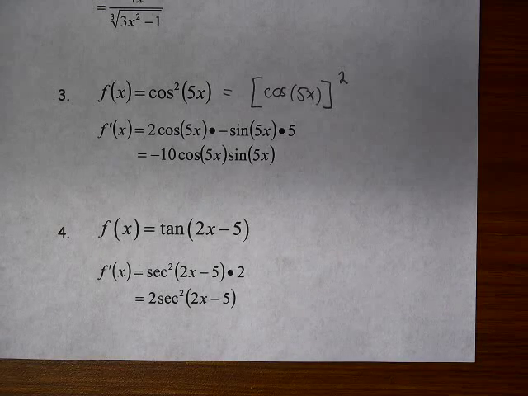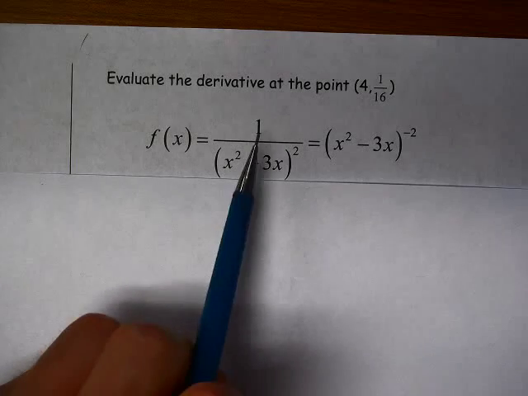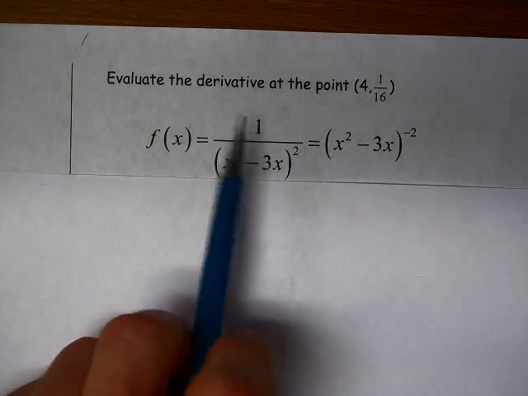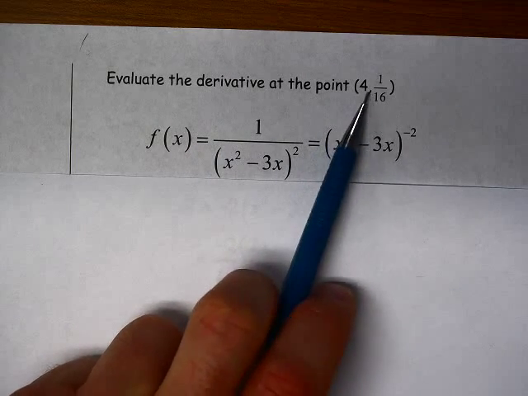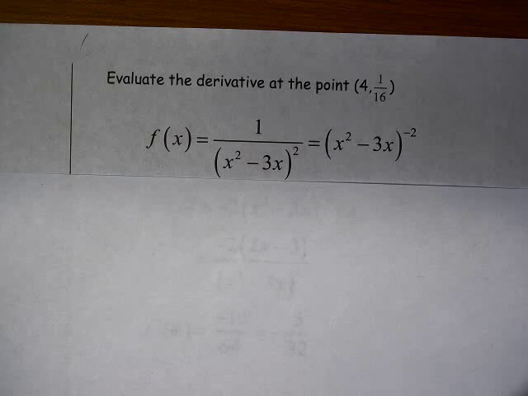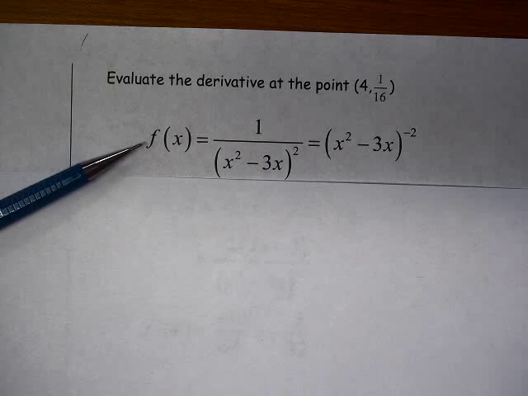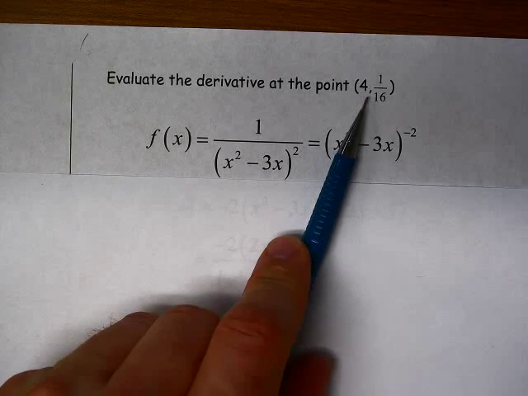All right, last example. We're given this function, f of x, that's 1 over the quantity x squared minus 3x, squared. And in this case, they ask us to evaluate the derivative at a specific point, the point 4 comma 1 over 16. So really we're just going to do the same thing we did for the last problems. We're going to find f prime, and then we're going to substitute 4 in to find f prime of 4.